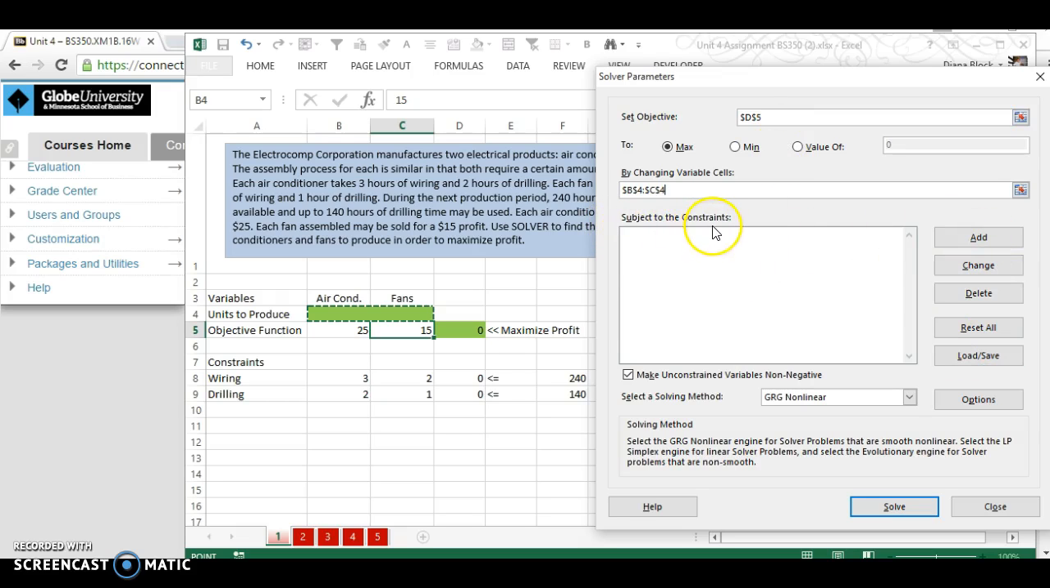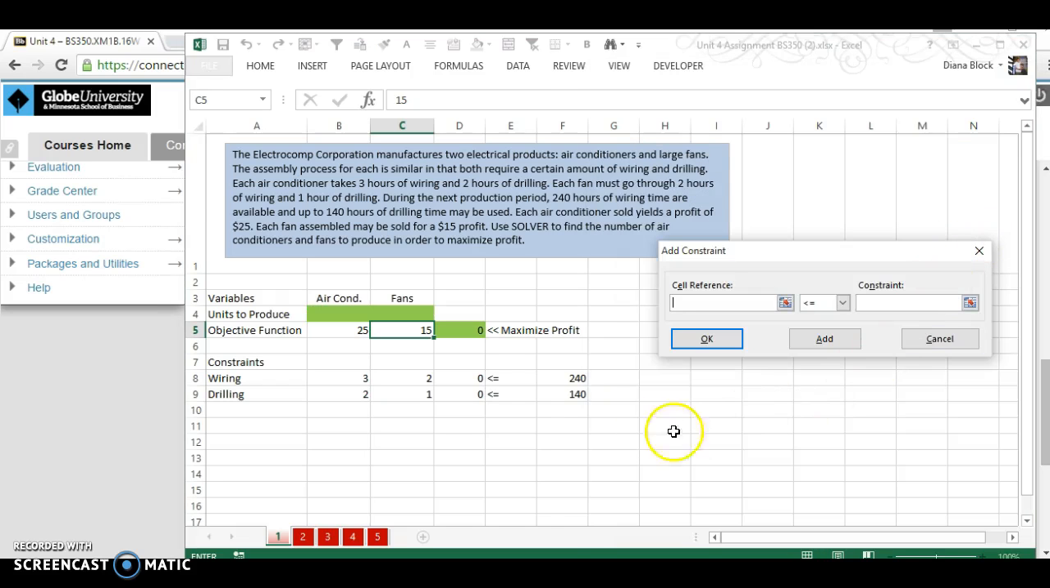And this is subject to these constraints. So we do have some constraints. So we're going to add constraints. Our first constraint is that this wiring, this field D8 that has the total amount of wiring, has to be less than or equal to 240. This field has 240 in it, so that's one constraint.